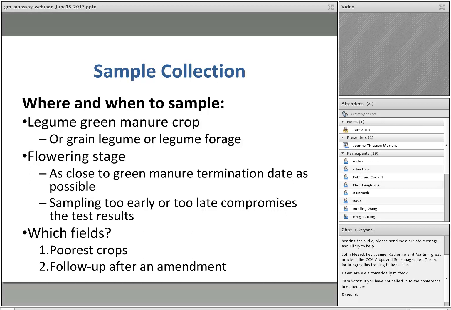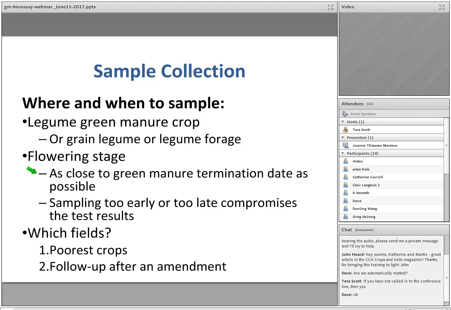The timing of sampling is also fairly important because the results that we get are calibrated for a crop that is in the flowering stage. Nutrient concentrations of crops vary as they mature, and so depending on when a crop is sampled, it can sort of throw the results off a little bit. So the flowering stage is the best stage to be sampling a green manure. That's when the legume is flowering, I'll clarify that. And often that would be as close to the green manure termination date as possible.